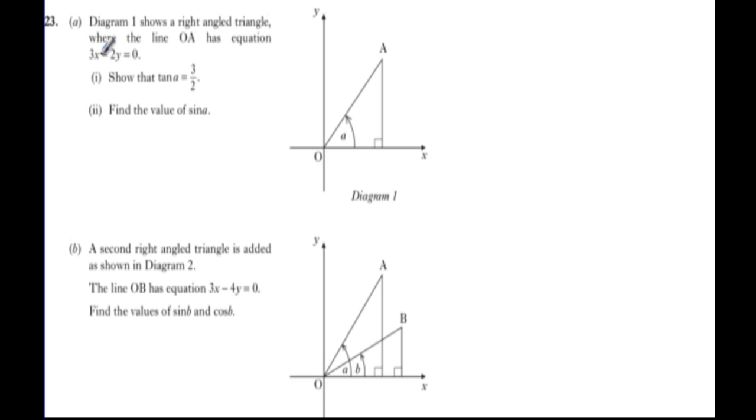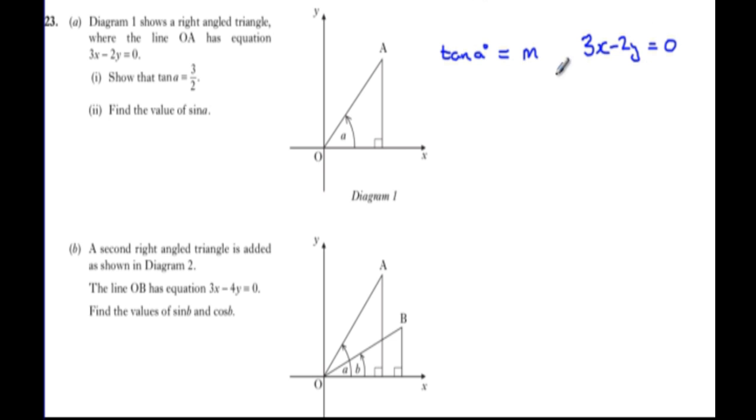We've got the line with equation 3x minus 2y is equal to 0. We're asked to show that tan A is 3 over 2. Now tan A is also the gradient of the line, so tan of A is equal to m. So if we can work out the gradient of the line OA, then that will tell us what tan A is. Now the line is 3x minus 2y equals 0.